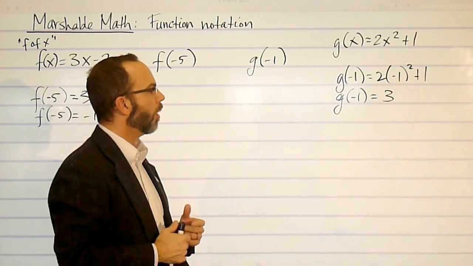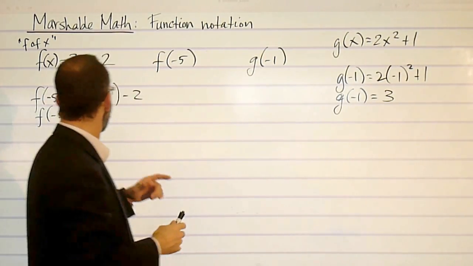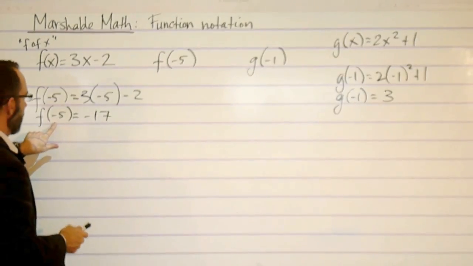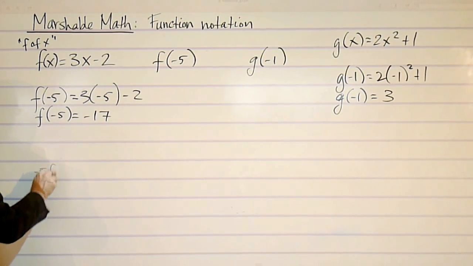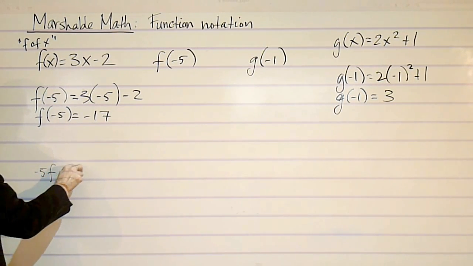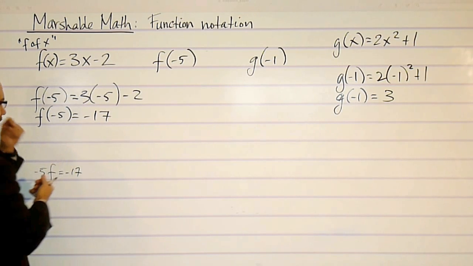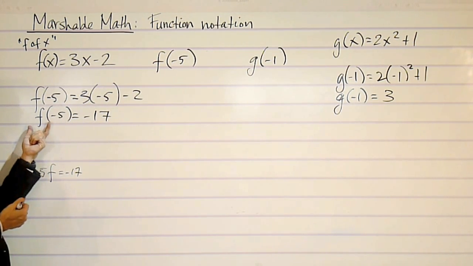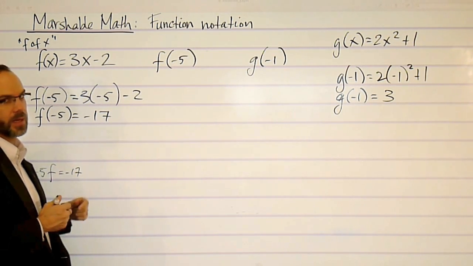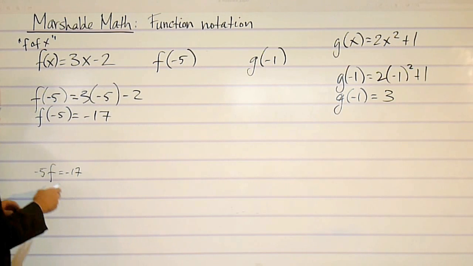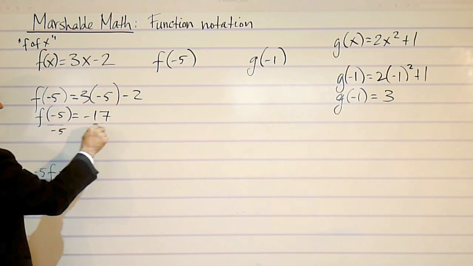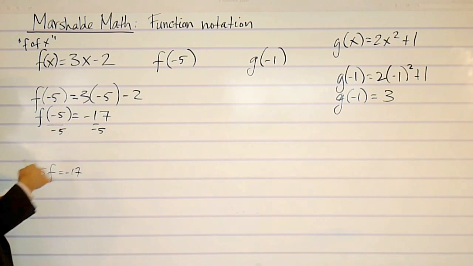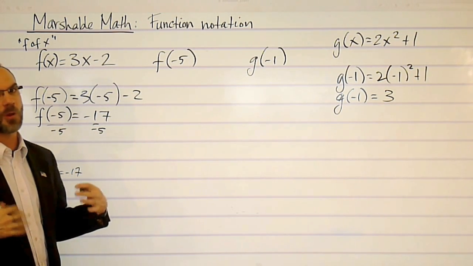One thing I need to point out here, though, is that folks often confuse this with multiplication. They think it means negative 5 times f is equal to negative 17. And they get to this level and they think, oh, I have to solve it for f, like f is just the y by itself. And that's not true. So if you see somebody doing, oh, I'm going to need to divide by negative 5 and divide this side by negative 5, that's a clear misunderstanding of what the idea is.